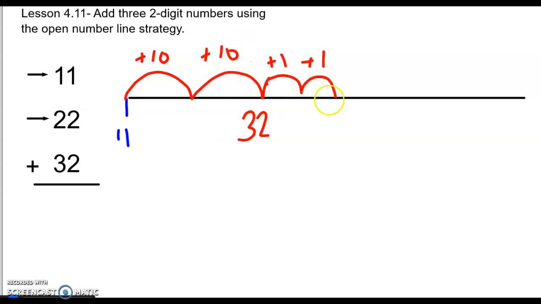Now we will count up from 32 and add those 2 ones. 32 plus 1 is 33, plus 1 more is 34.